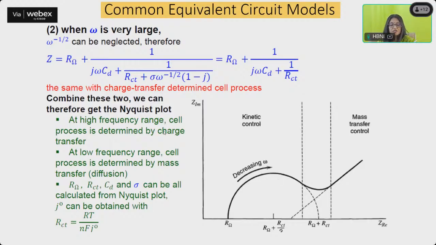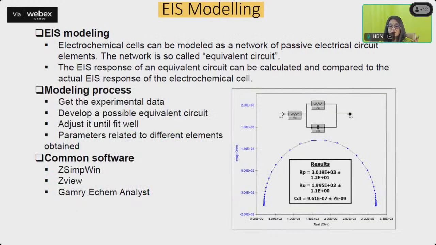At the high frequency range, please understand the cell process is basically determined by this entire charge transfer region, and at the low frequency range, the cell process is determined mostly by mass transfer or diffusion. And all this together is going to give rise to this plot, whatever you are seeing. So by using the equivalent circuit model, you'll be able to get all these various impedance values, which is going to give you what dynamic processes are happening inside your cell.